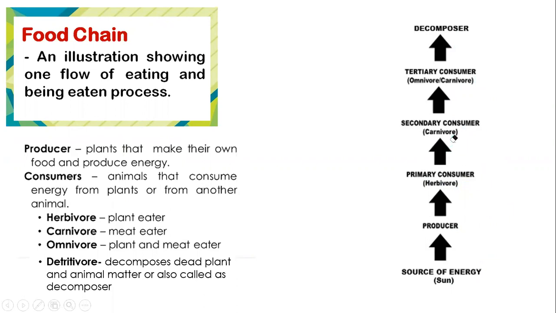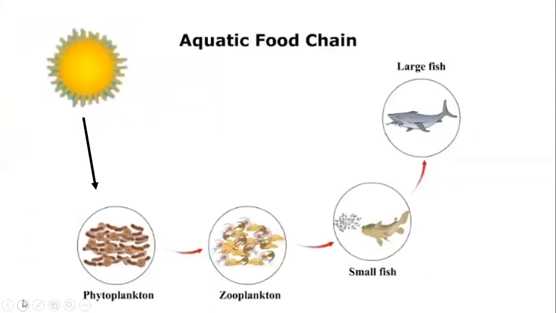And be reminded, we're talking all about the aquatic food chain. So we have here an example. Phytoplankton is a producer. Then it will be eaten by zooplankton. Then zooplankton will be eaten by small fish, and small fish will be eaten by large fish. In this case, we have the source of energy, which is the sun.